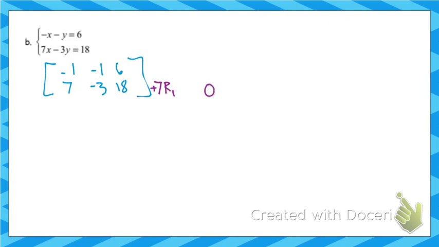Then I would do negative 3 plus 7 times negative 1, which gives me negative 10. Then I'm going to do 18 plus 42, which gives me 60. Now again, the top row here did not change. We only use the top row to help us get to the bottom.